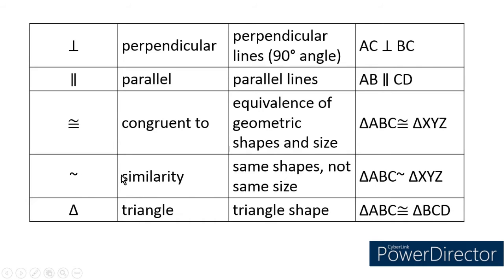Then the next symbol is the similarity symbol. We can use it to represent triangle ABC is similar to triangle XYZ. The meaning is the shape will be the same but not the size. Now the next symbol is a triangle. Triangle is a shape we can use to represent any triangle, so we can read either triangle ABC, triangle PQR, likewise.